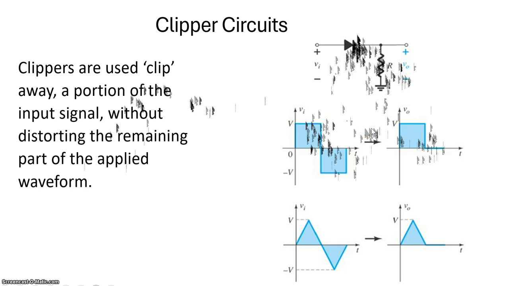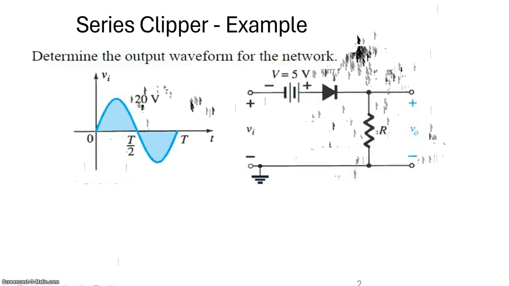Now, normally we can categorize clipper circuits in two ways: either a series clipper circuit or a parallel clipper circuit. If your diode is connected in series with your input voltage, it is a series clipper. If the diode is connected parallel to your input voltage, then the circuit is a parallel clipper circuit.